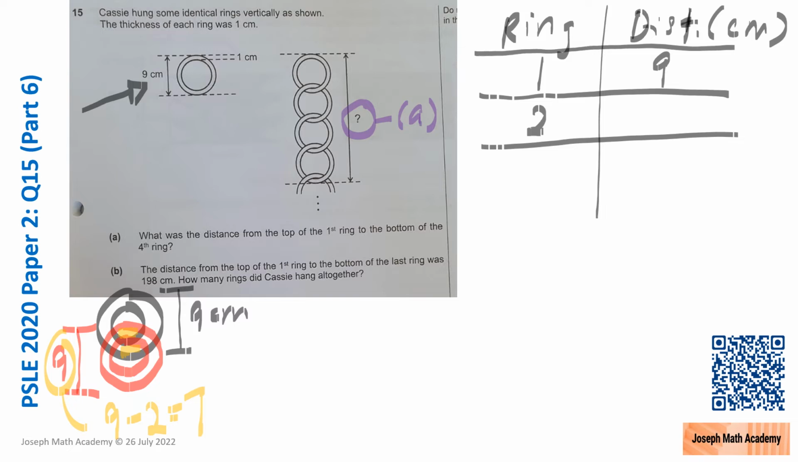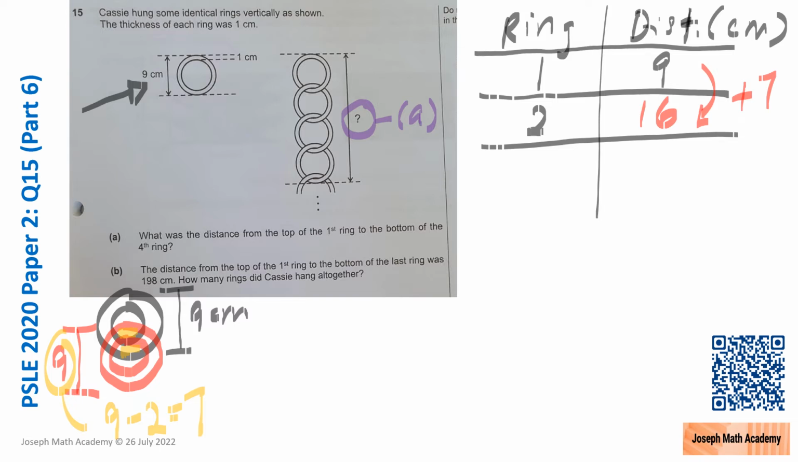So what does it mean? That means if I add 7 here, I will get 16. So when ring 1 and ring 2, the first two rings, are hung vertically together, the distance of the top of the first ring to the bottom of the second ring should be 16 cm.